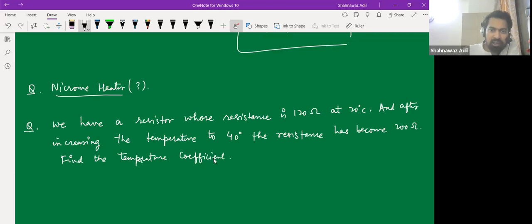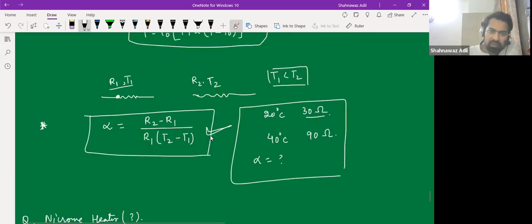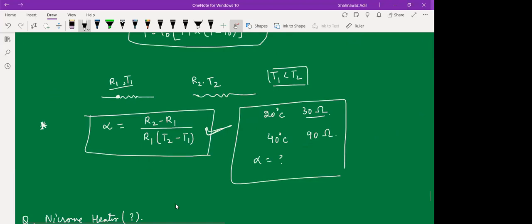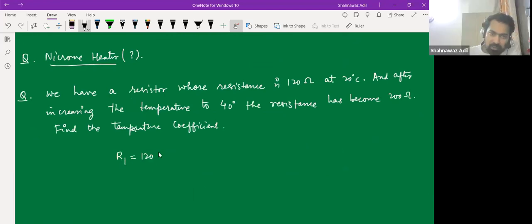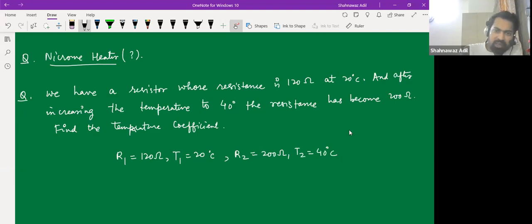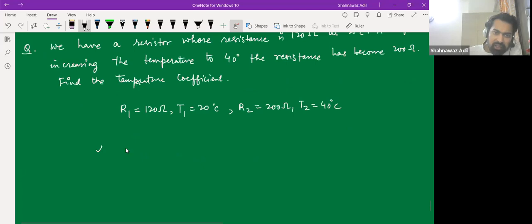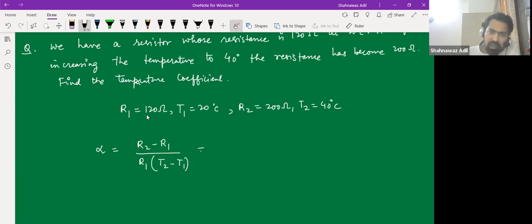Right. So in this question, what formula will we use? We'll use this one, right? So R1 is given. R1 is 120 ohm and T1 is 20 degrees and R2 is 200 ohm and T2 is 40 degrees, right? So then we can directly calculate alpha, and this would be R2 minus R1 divided by R1 and then T2 minus T1, right?